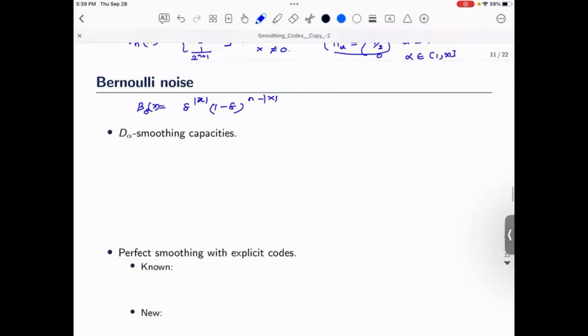And so even though in the general case we couldn't quantify the smoothing capacities below 1, here we know that it is alpha b delta, this is equal to 0, 1 minus h delta, 1 minus alpha equals 0, alpha between 0 and 1, alpha.